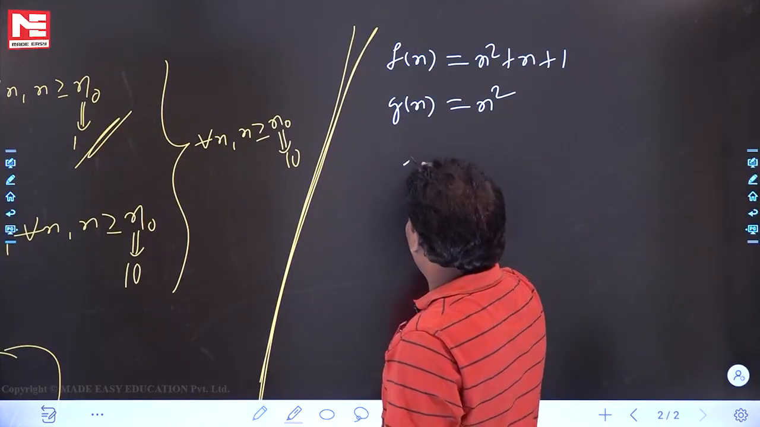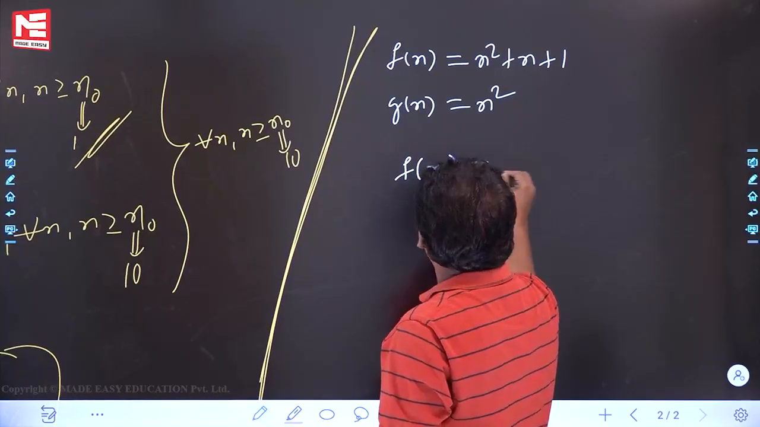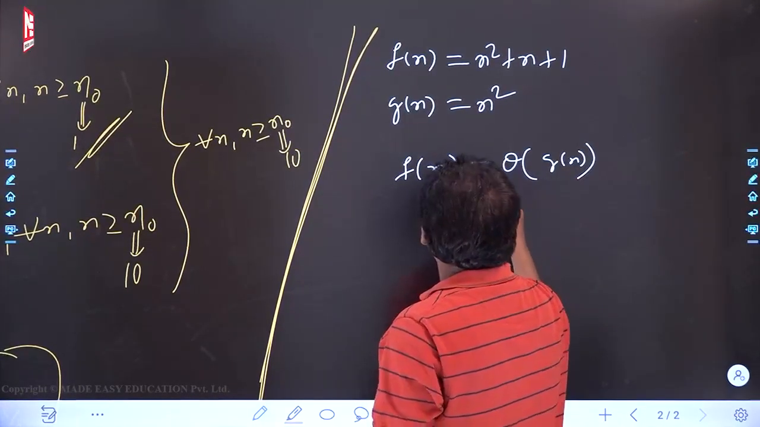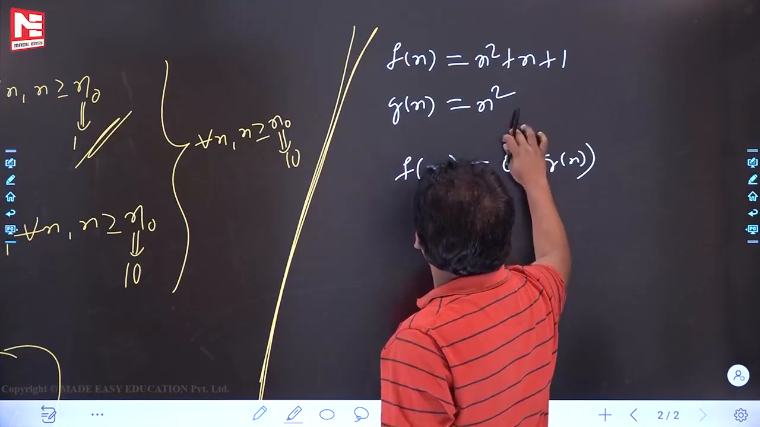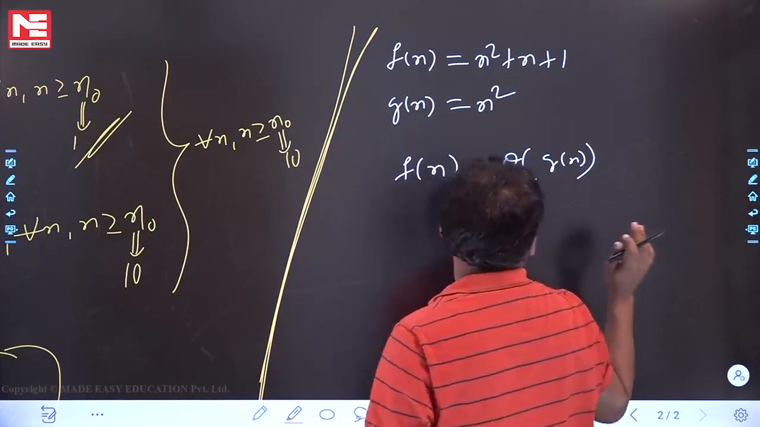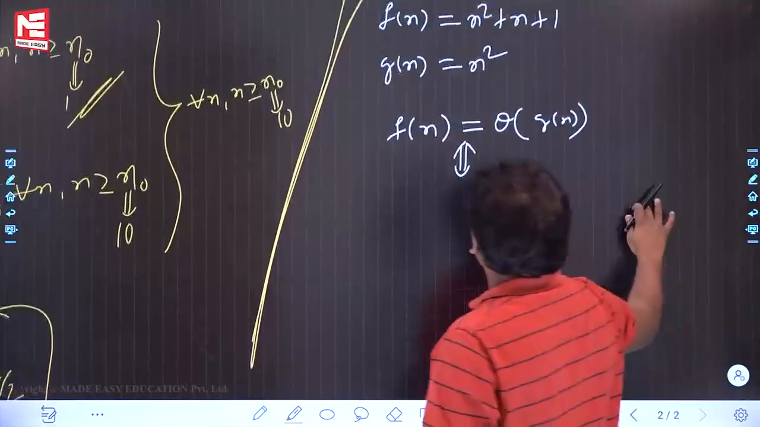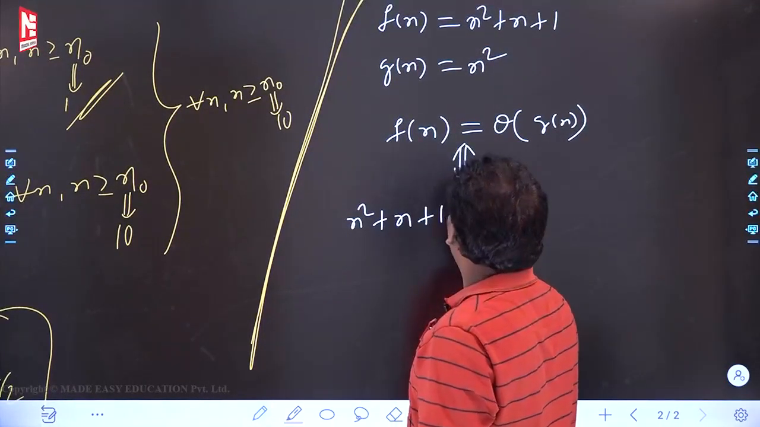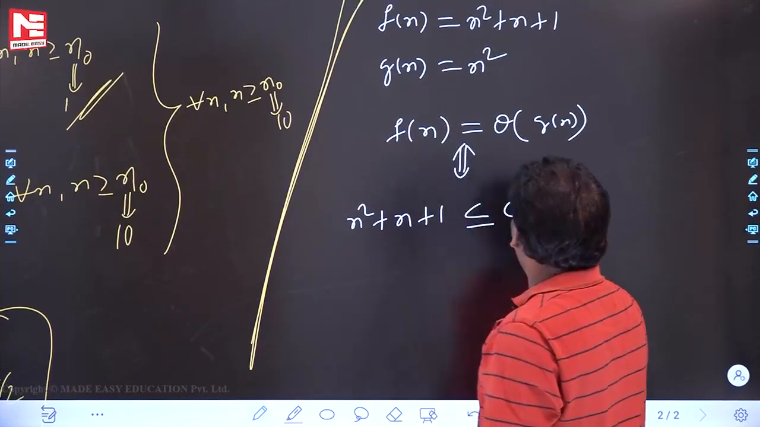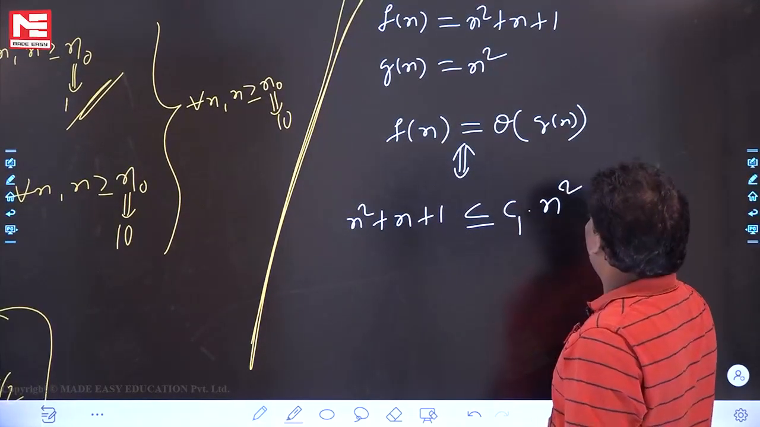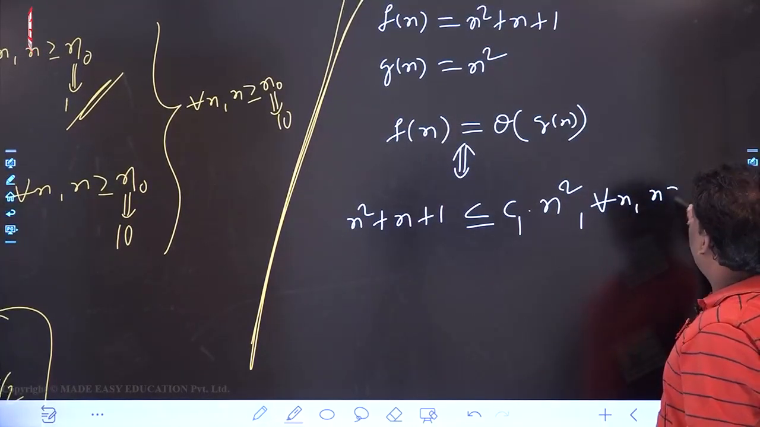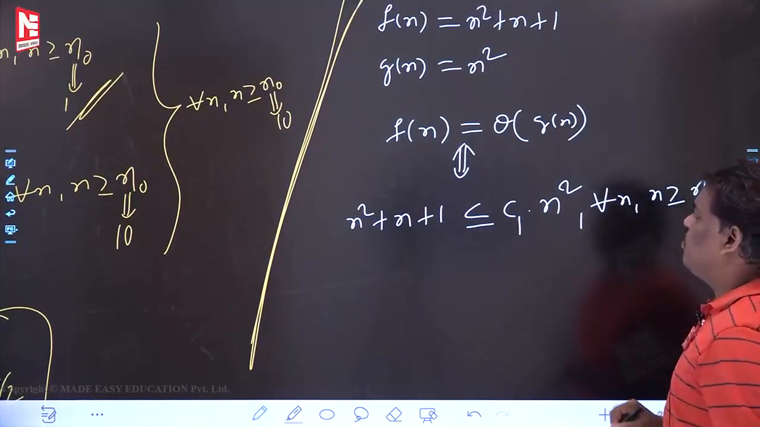Let's try. I want to prove F of n is equal to theta of G of n. If you want to prove it, what do you have to satisfy? See the first one. N square plus n plus 1 is less than or equal to some C1 into G of n. What is the G of n? N square. Right? For all n, where n is greater than or equal to n0. Let me try. Is it possible?